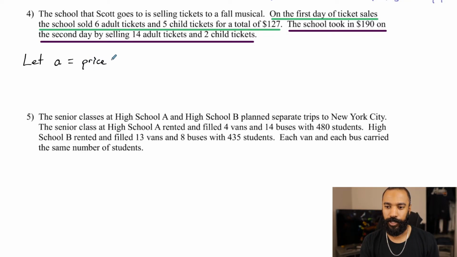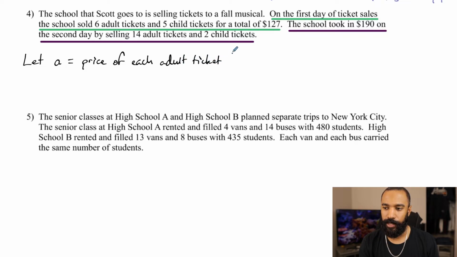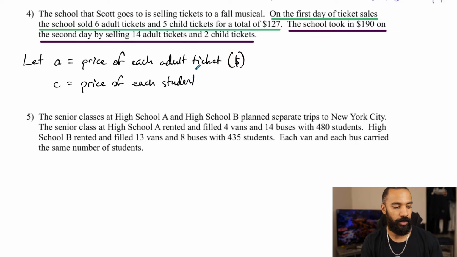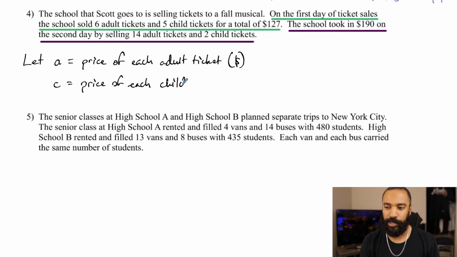Price, because I don't know if they're selling or not. Price of each adult ticket, once again in dollars. And then C is going to be the cost of each child ticket. So we've seen a lot of these problems now already. Setting up the equations should be a breeze at this point. Oh, not student, child.